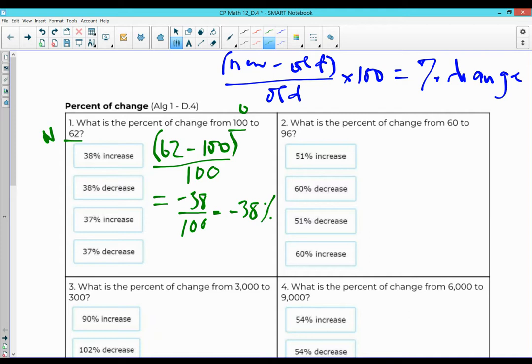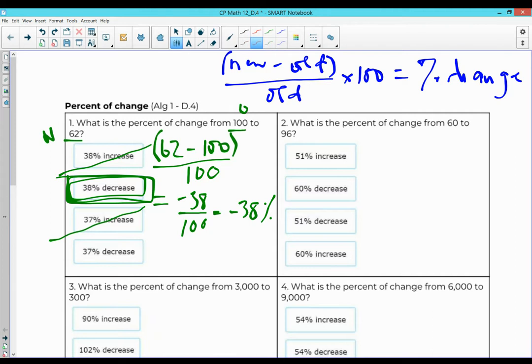Okay, so since it's negative, I know that that's going to be a decrease. So I'm going to cross out these increases. Because I went from 100 to 62, I'm going down, and then that's going to be the 38% decrease. That's right there.